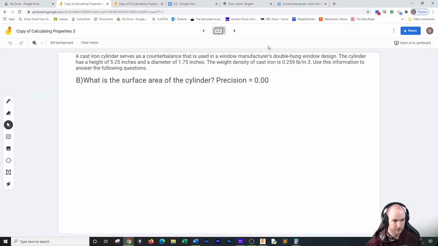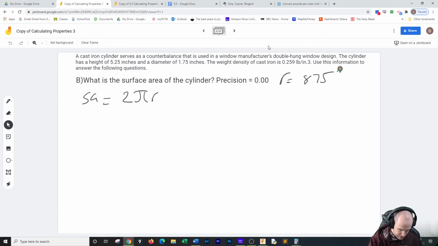Where's my button? Here we go. Moving on, what is the surface area of the cylinder? So the formula for surface area of a cylinder, surface area equals 2 pi r h plus 2 pi r squared. And remember from the last one, we know that r is 0.875 inches.